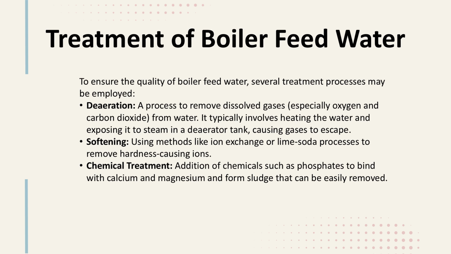Softening. Boiler feed water needs to be softened to remove hardness-causing ions like calcium and magnesium. This can be done using the ion exchange method or lime soda processes. Chemical treatment. Chemicals such as phosphates are added to the water to react with hardness ions, forming a sludge that can be easily removed during the blowdown process.